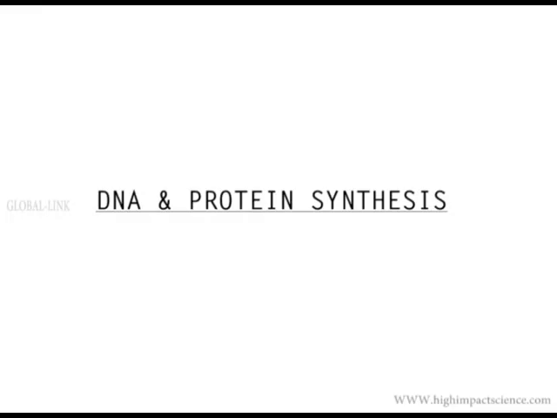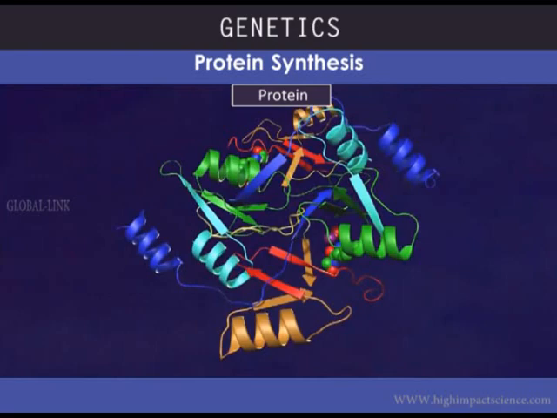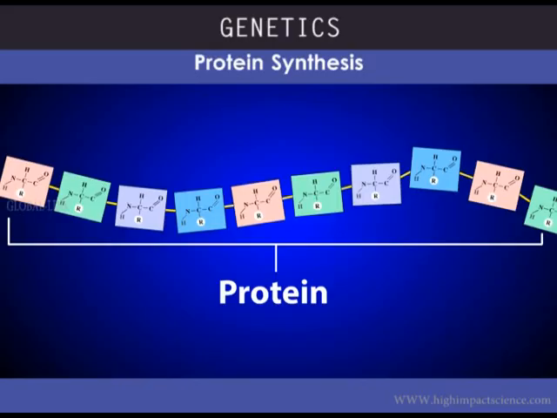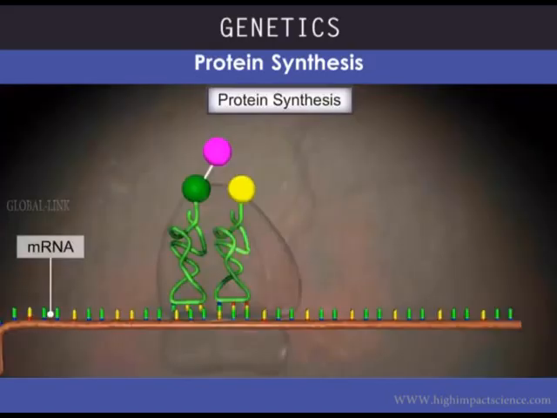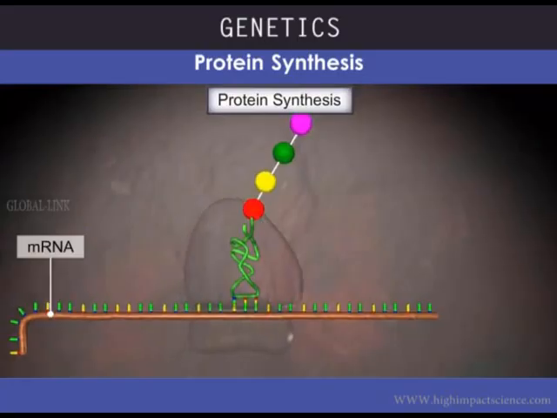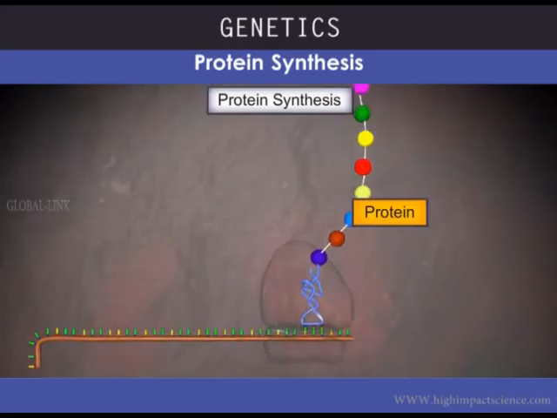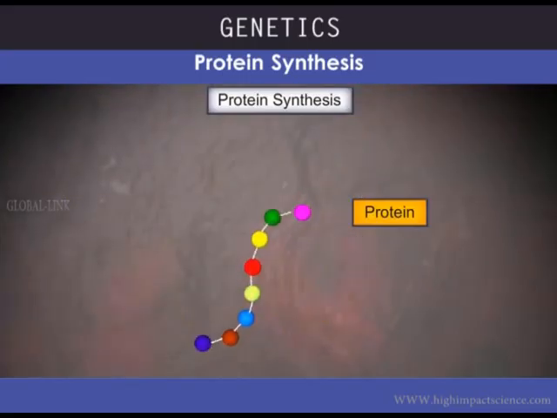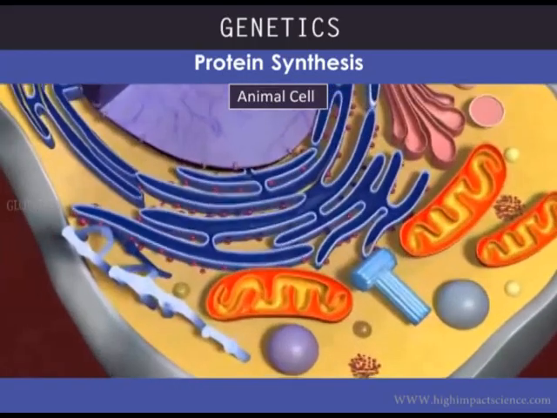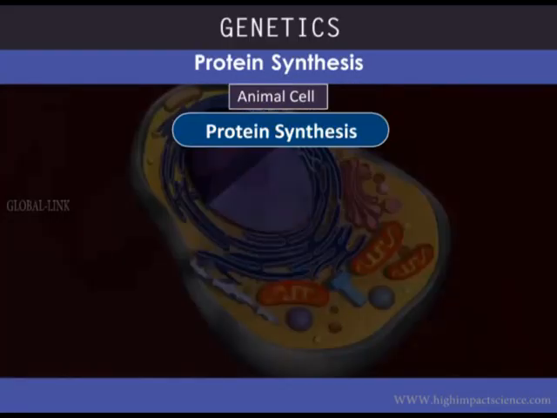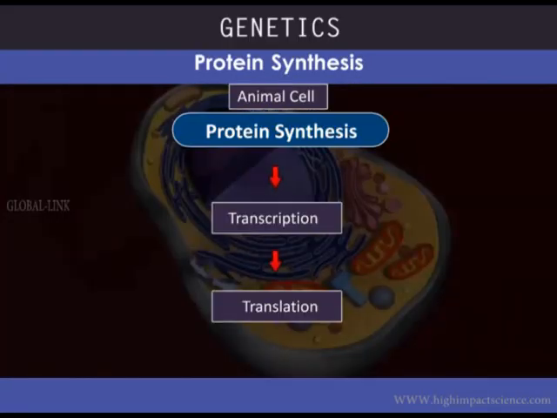DNA and protein synthesis. The primary role of the DNA is protein synthesis. Each protein is coded for by a gene. In Form 1, we said that proteins are basically long chains of amino acids. Therefore, protein synthesis involves decoding the gene information into amino acids and then joining them to make proteins. This happens in the ribosomes. Protein synthesis involves two stages: transcription and translation.